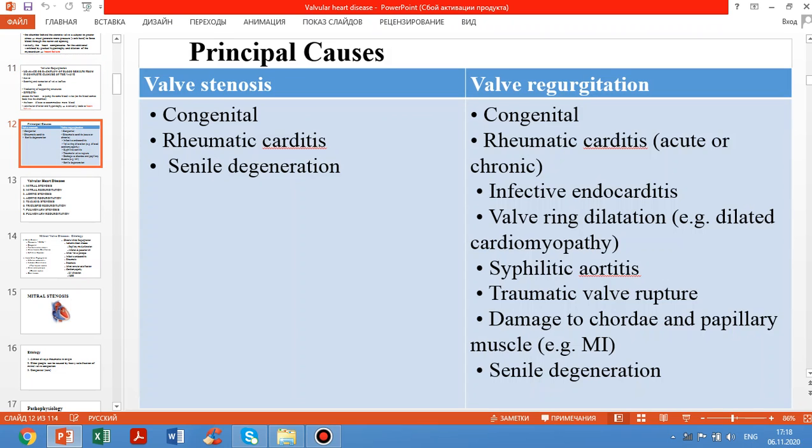Principal causes of valve disease. Valve stenosis can be congenital, rheumatic carditis, or senile degeneration. Valve regurgitation can be congenital, rheumatic carditis, acute or chronic, infective endocarditis, valve ring dilation, for example in dilated cardiomyopathy, syphilitic aortitis, traumatic valve rupture, damage to chordae and papillary muscle due to myocardial infarction, and senile degeneration.